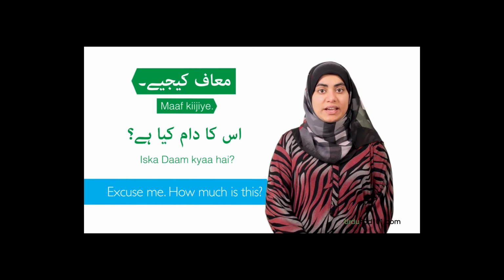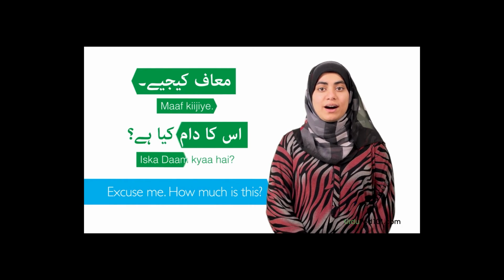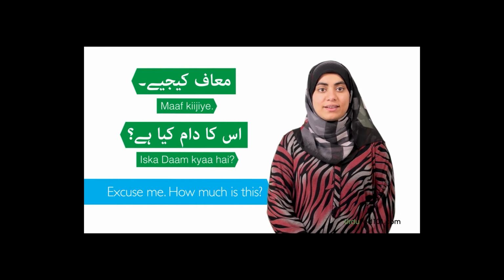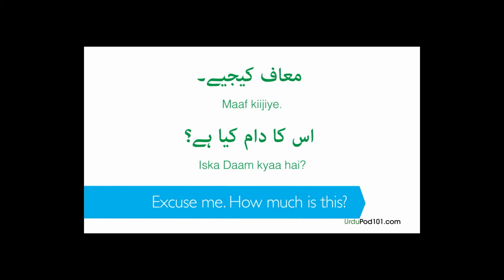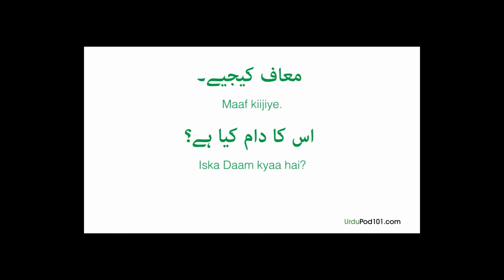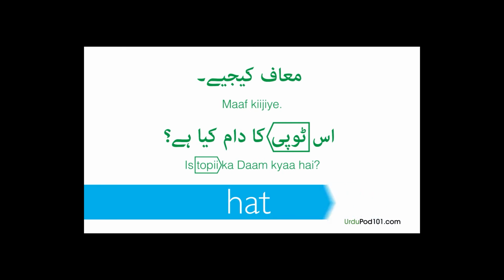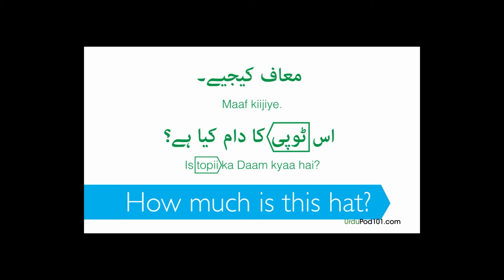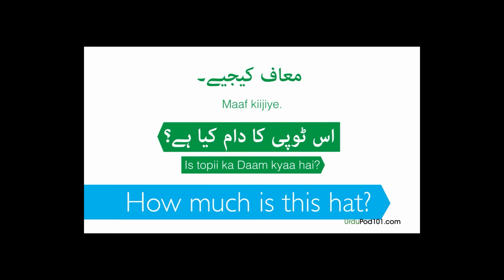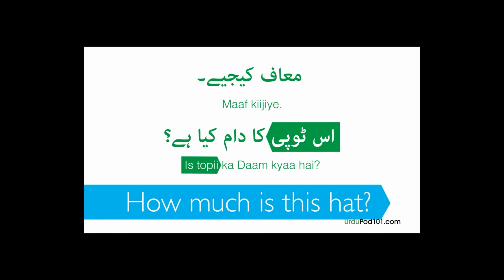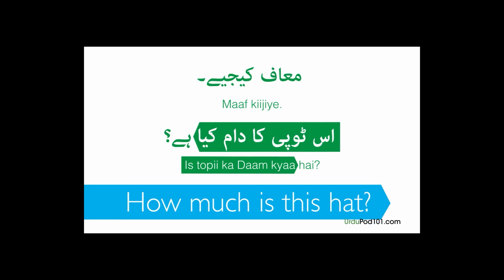माफ कीजिए, इसका दाम क्या है? If you want to be more specific when asking how much is this and refer to a certain type of object, you just need to insert the object in between the word iska, between is and ka. Let's see an example. Suppose you want to buy a hat in the market. Hat in Urdu is topi. So, how much is this hat? In Urdu is, इस टोपी का दाम क्या है?